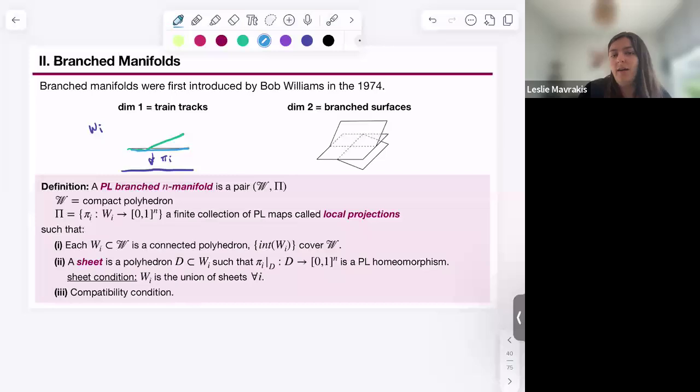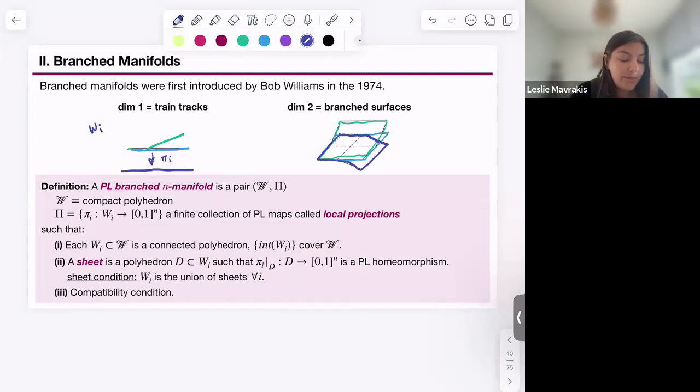And in the same way, in dimension 2, if we have a local projection that is collapsing this picture, then we have 3 sheets. We have a sheet here, a sheet here, and a sheet here. And we just want that if I take the restriction to any one of these sheets, I get a PL homeomorphism.